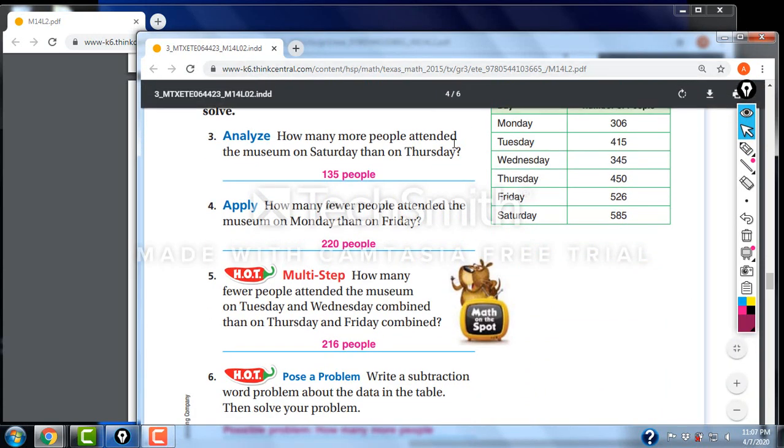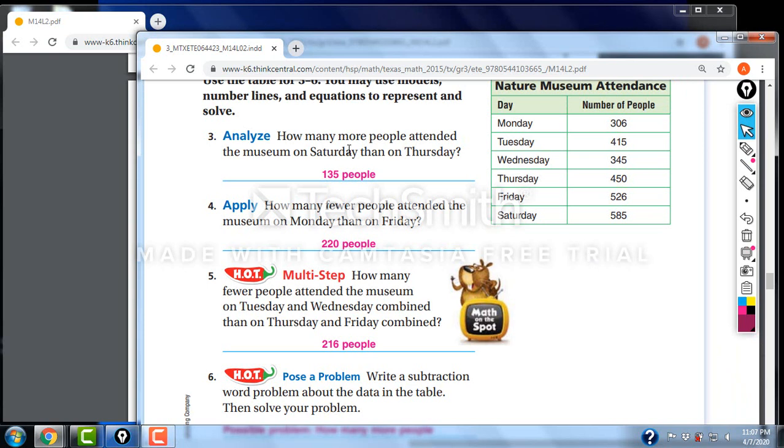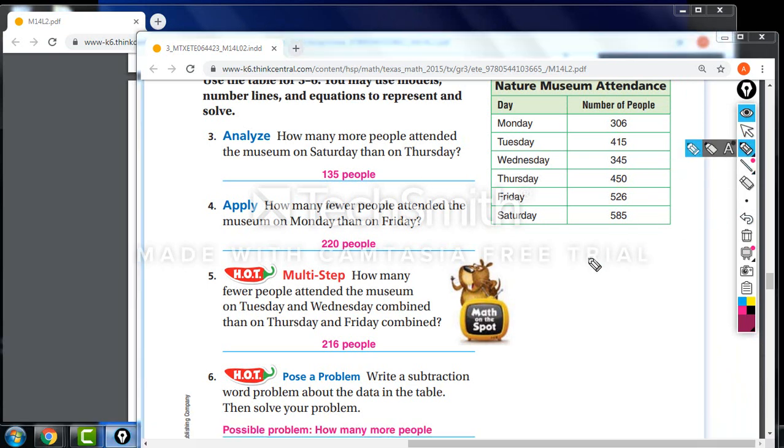How many more people attended the museum on Saturday than on Thursday? How many more people attended the museum on Saturday? So Saturday was 585. Then Thursday is 450.